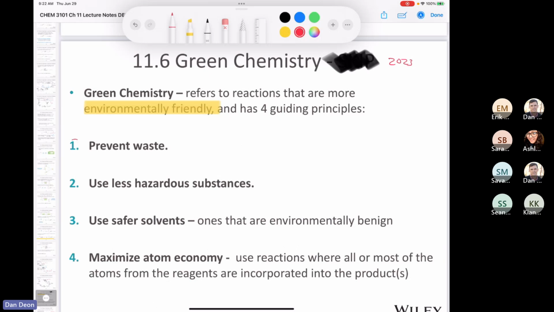The first thing we want to do is prevent waste. If we can avoid making waste, that's a good thing. And of course, if we can use something that's not hazardous, I would definitely choose that, right? If you can avoid using osmium, I would do it. Use safer solvents. So that means trying to eliminate things like dichloromethane. And this is a solvent I used a lot when I was a chemist working in industry. Chloroform, carbon tetrachloride, CCl4. Let me just tell you for an example, okay?